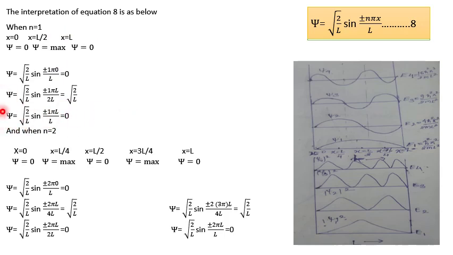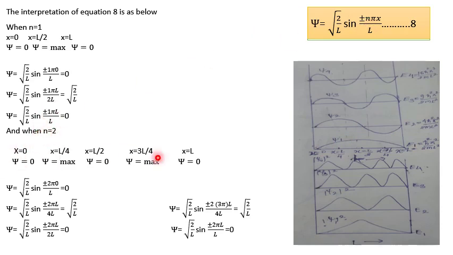It means that the value of psi is 0 at x equal to 0, and psi is 0 again when x is equal to L. Only the value of psi is maximum at L by 2, which means that a wave is moving inside the particle with one peak. Now we are talking about the second level. So for the second level, the value of n is equal to 2.